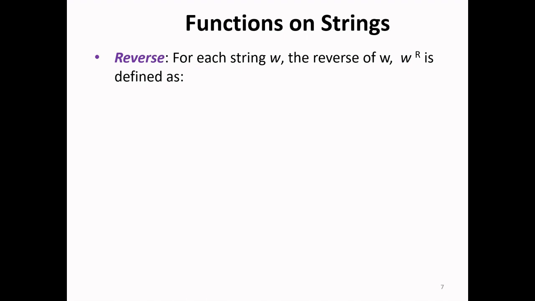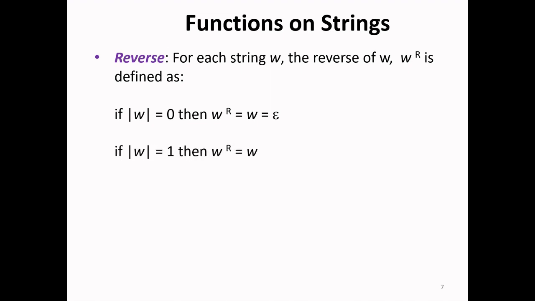Next is reversing a string. For each string w, the reverse of w, that is w raised to R, is defined as follows. If the length of w is equal to 0, then w is equal to w raised to R, that is nothing but epsilon. If the length of w is 1, then w raised to R is equal to w, because the length of the string is 1. For example, if w is equal to a, then w raised to R is also equivalent to a.